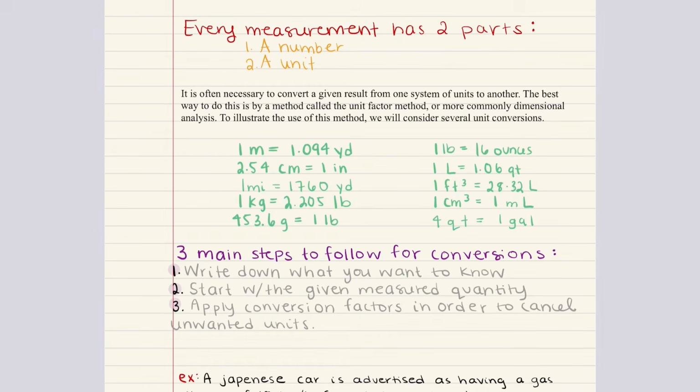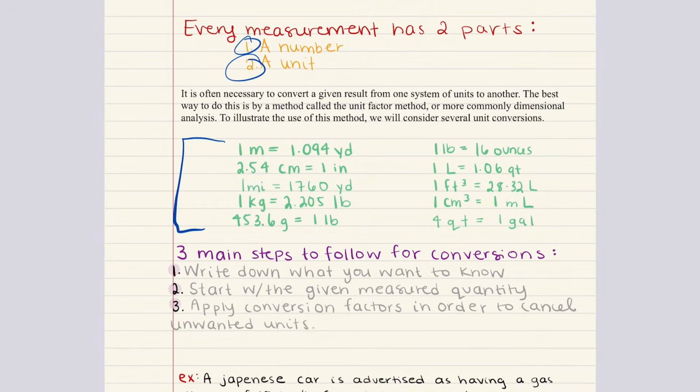Every measurement has two parts, a number and a unit, neither of which has meaning without the other. But a given measurement can be expressed using different units, and so it's often necessary to convert a given result from one system of units to another. And that means conversion factors are going to be used to cancel unwanted units and obtain your final answer in the desired units. Now, what you see here are some common conversion factors that I would recommend you familiarize yourself with, and that are going to make carrying out dimensional analysis a lot easier.